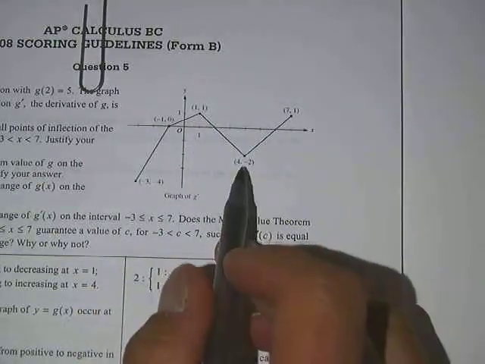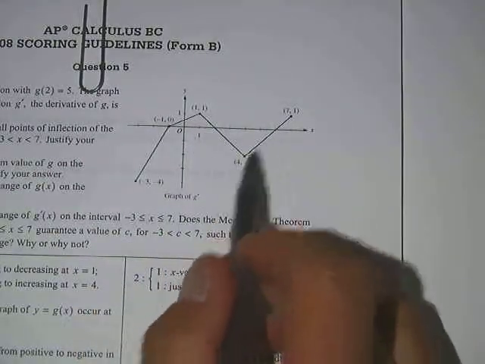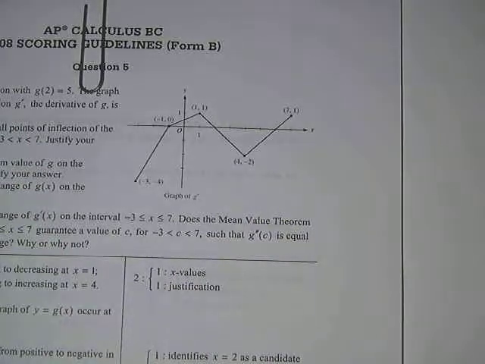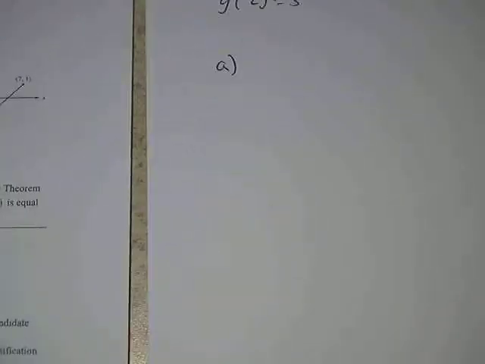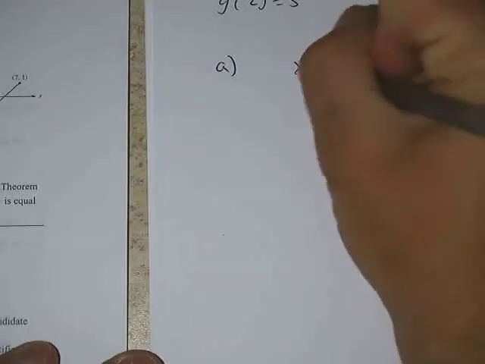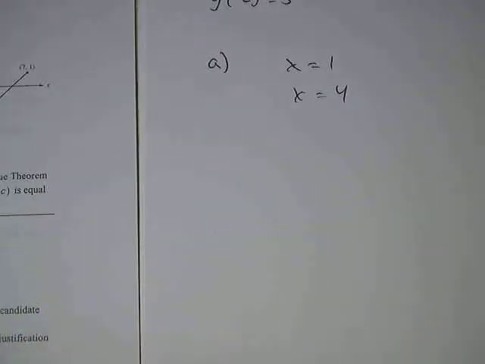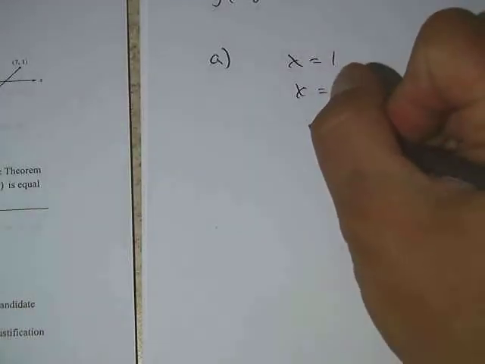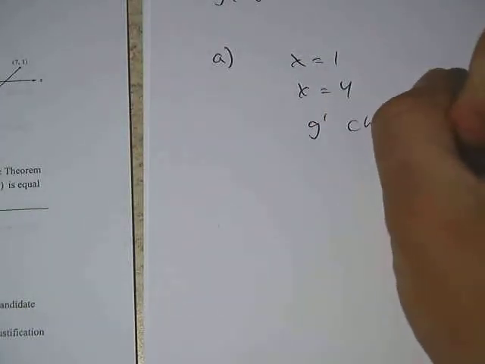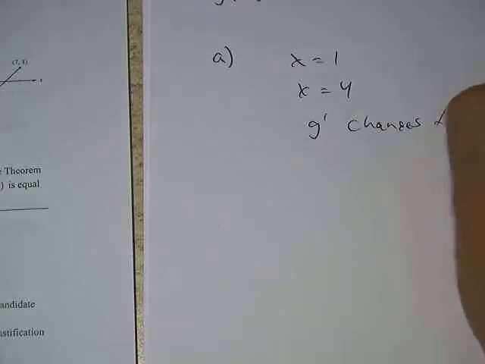No. What about at 1? At 1, we have a positive derivative and then a negative derivative, so we do change signs for the derivative of this, which is the second derivative of g. So 1 would be an inflection point. Same with 4: we're going from negative slope to positive slope, so we would change signs at 4 also. So our two answers here are at x equals 1 and x equals 4. And again, the question says justify your answer.